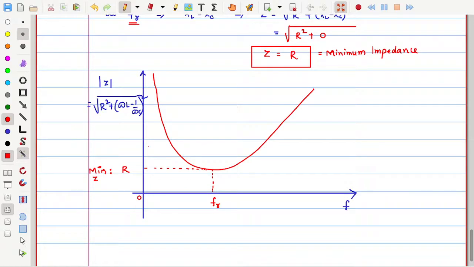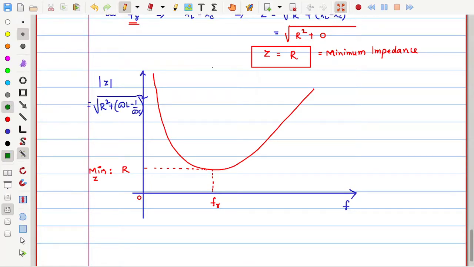If frequency is increasing, first the impedance is falling down. How long will it fall? To the value of R. Then after that it will rise, and it will take the nature of the inductive. See here, this is a very important conclusion for many competitive exams.